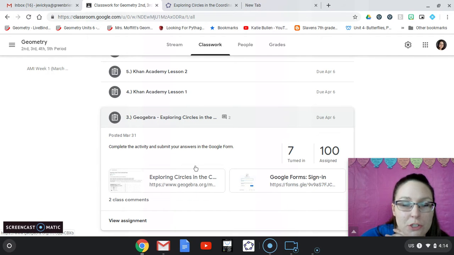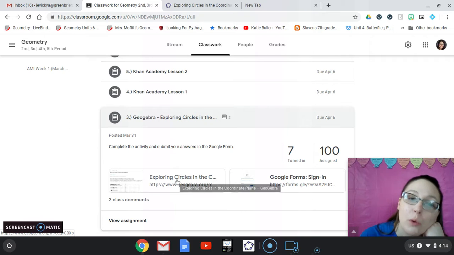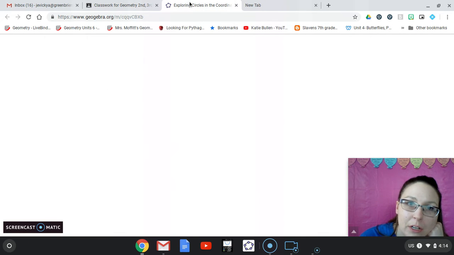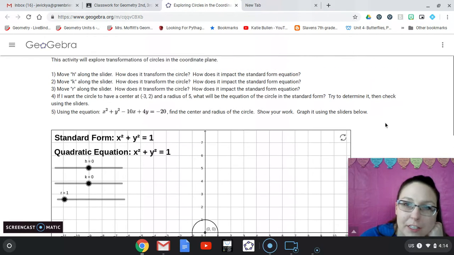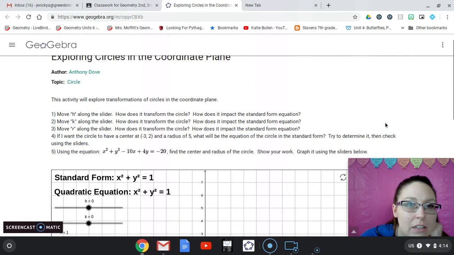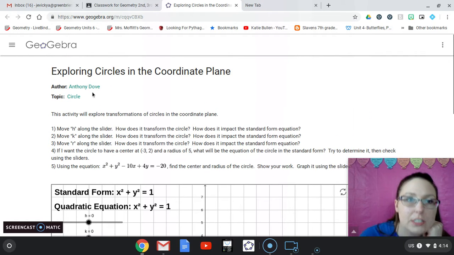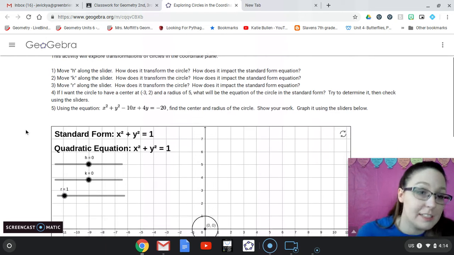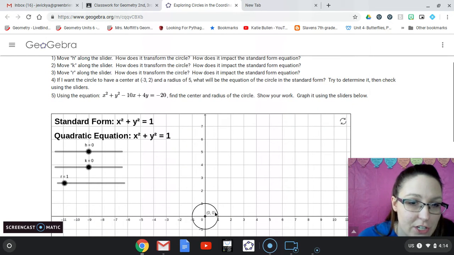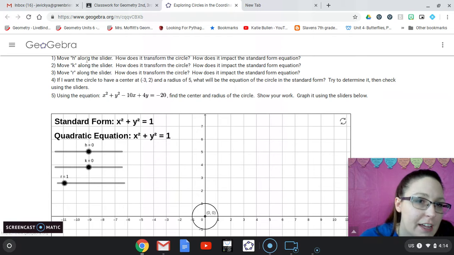the GeoGebra assignment. When you click on that and open it up, I'm just going to go through a quick explanation. This is really just an exploration activity. I'm just seeing what you can figure out about circles and how the equations are connected to all of these different properties. On number 1, it says move h along the slider.